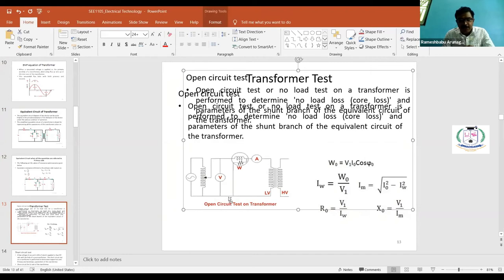The voltmeter reads the value V1. In the diagram you see V1, and the ammeter reads the value of I0 and cos phi naught. The wattmeter reads the value W0, which is equal to V1 I0 cos phi. From the voltmeter, ammeter and wattmeter values, I can find out IW, IM, R0, X0.